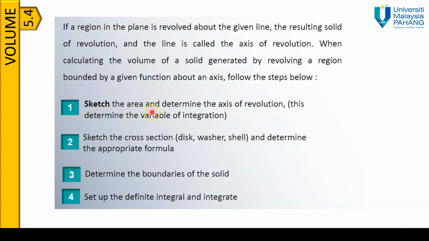First, sketch the area and determine the axis of revolution. This determines the variable of integration. Second, sketch the cross-section using either disc, washer, or shell, and determine the appropriate formula. Third, determine the boundaries of the solid. Fourth, set up the definite integral and integrate in order to get the total volume.